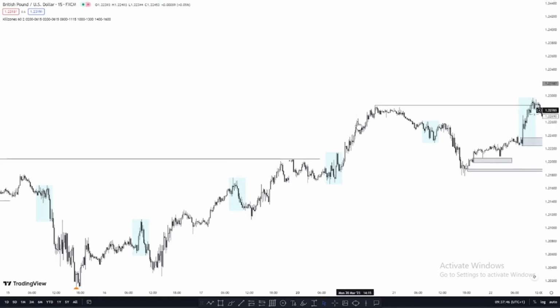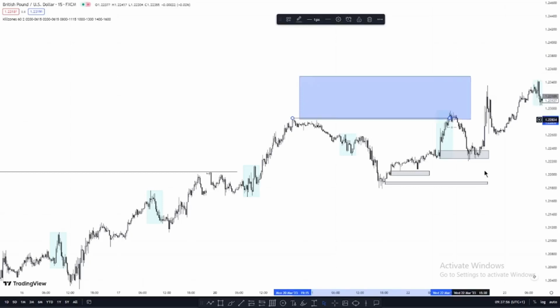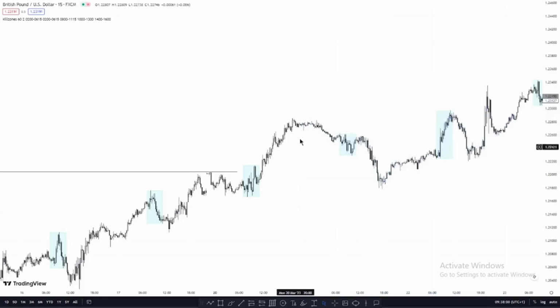Now, it printed all this high. It's not confirmed. Now, this is the high that is confirmed here. Okay, this high is confirmed. Let me take this one out. Let me remove all these ones here so that it doesn't confuse us. Okay, now this high, is it a valid high?